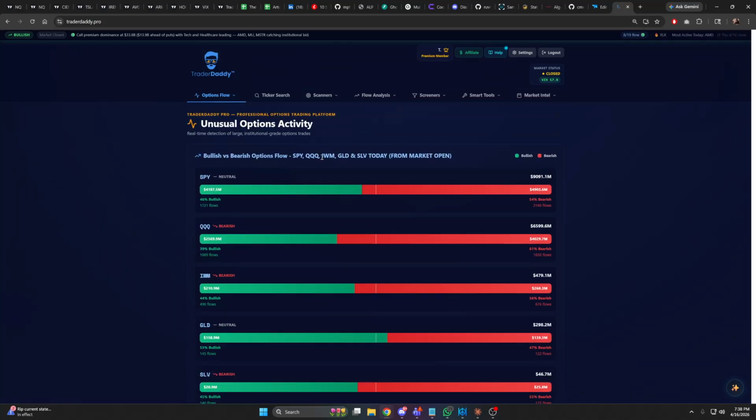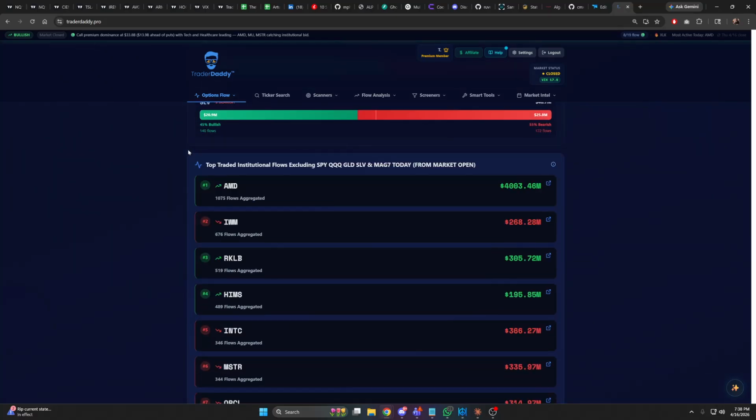I've just noticed that myself: generally speaking, for every bull there is a bear. So most of the time you will see right around the 50 mark for the flows. So for now, just ignore that. Next, we come down here. We have your top traded institutional flows, so you can see where the big money is going.